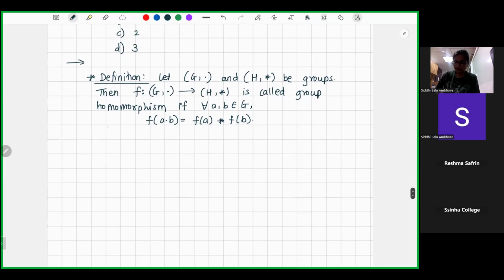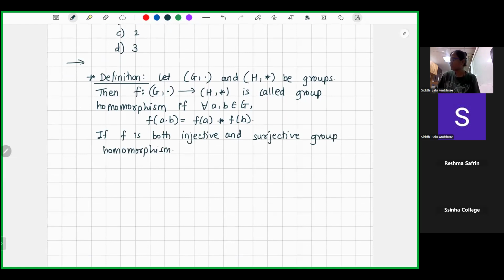And if F is both an injective and surjective group homomorphism, then F is called an isomorphism or group isomorphism.